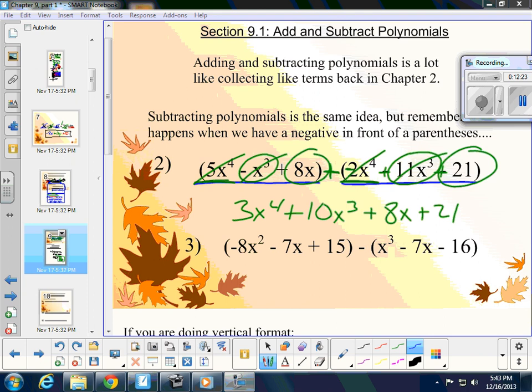Going through another one here with you. So number 3. Again, this one's subtracting the two polynomials together. My recommendation, again, if you want, you could think, okay, well, I've got to take negative 7x minus negative 7x and 15 minus negative 16. You can do it that way.